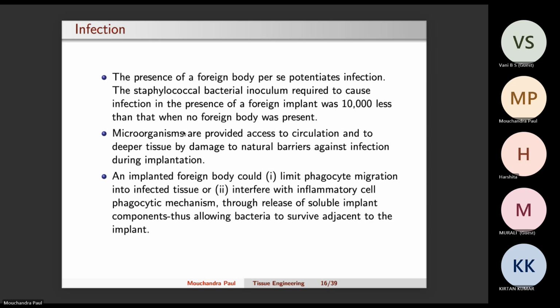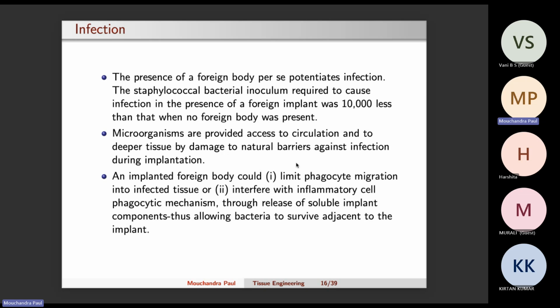Why does this quick infection happen? Microorganisms are granted easy access to our blood circulation because during implantation, the surgeon damages the inner barriers of our body in order to put the implant in the correct position. So our body's barrier system is compromised. Also, why does this infection persist and become resistant to antibiotics?